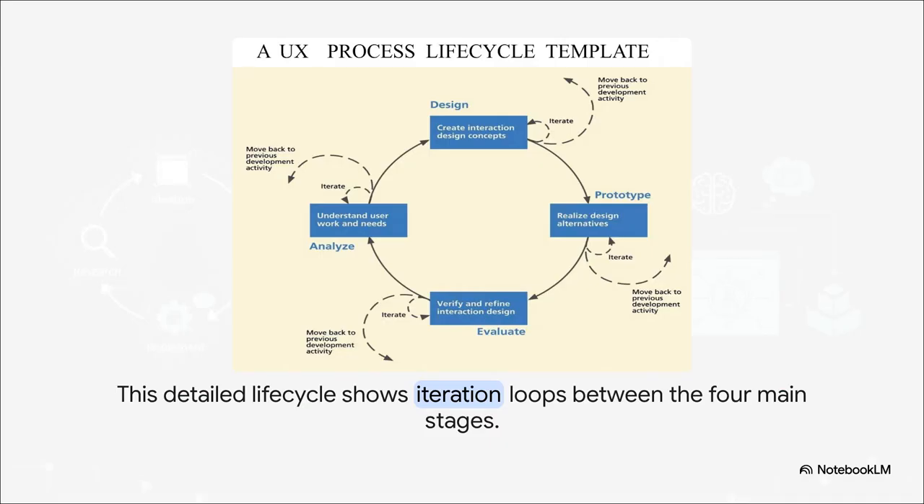Now look at this more detailed picture. This is a beautiful illustration of what we mean by iterative. See those arrows? See how they loop backwards? This is the key. It shows that you are never stuck. Let's say you are in the evaluate stage and you find a problem. No issue. You can just loop right back to the design stage and fix it. This flexibility, this is what makes the whole process so powerful.